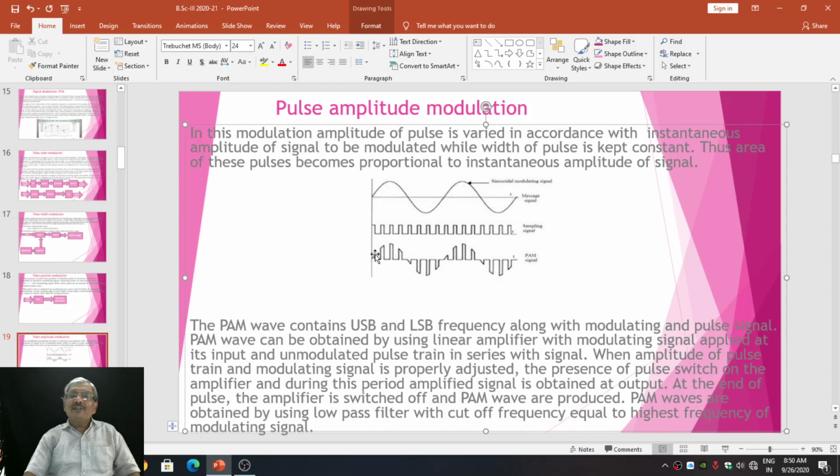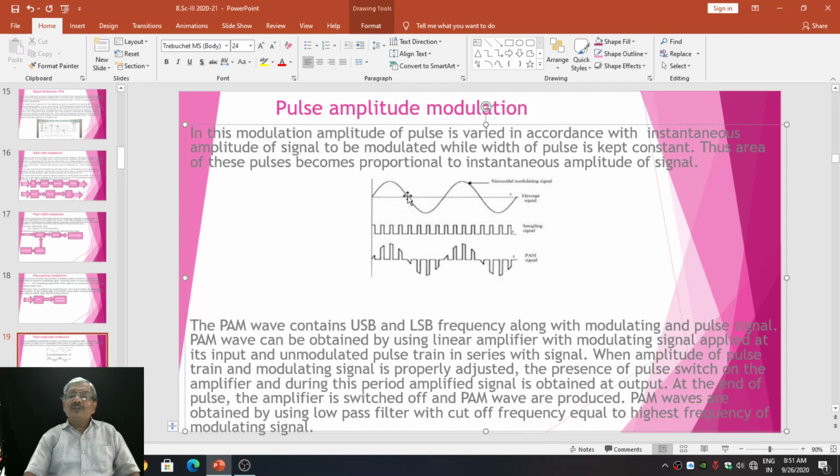Amplitude of the pulse is minimum. As the amplitude of the signal is increased, at that particular instant the amplitude of the pulse is also increased. When the amplitude becomes maximum, the amplitude of the pulse also becomes maximum. Again, if the amplitude decreases, the amplitude of the pulse also decreases. When the amplitude becomes 0, the amplitude of the pulse also becomes 0.